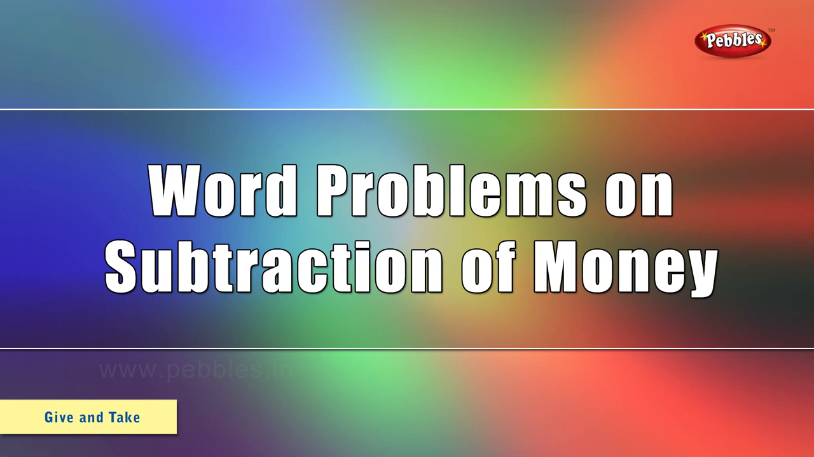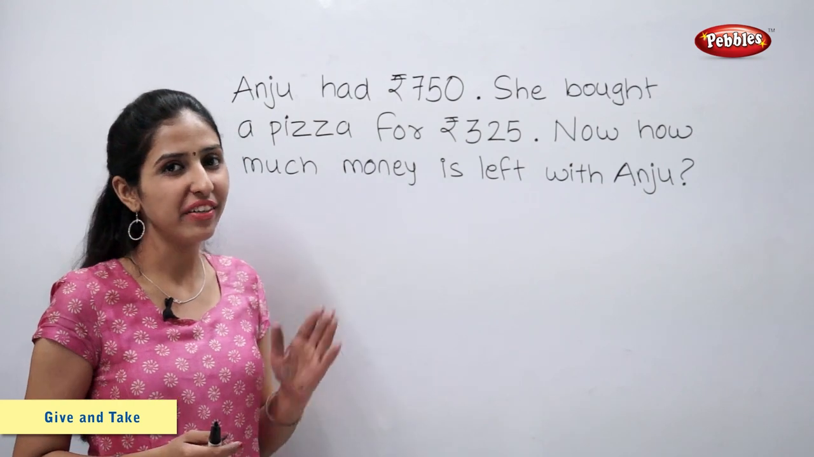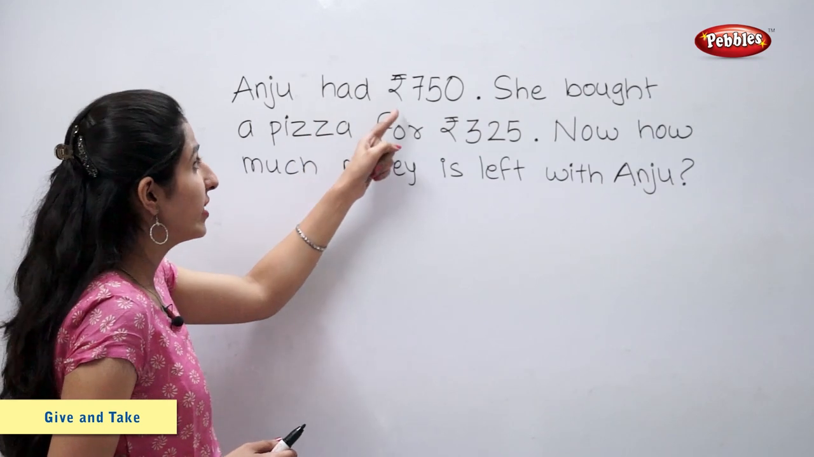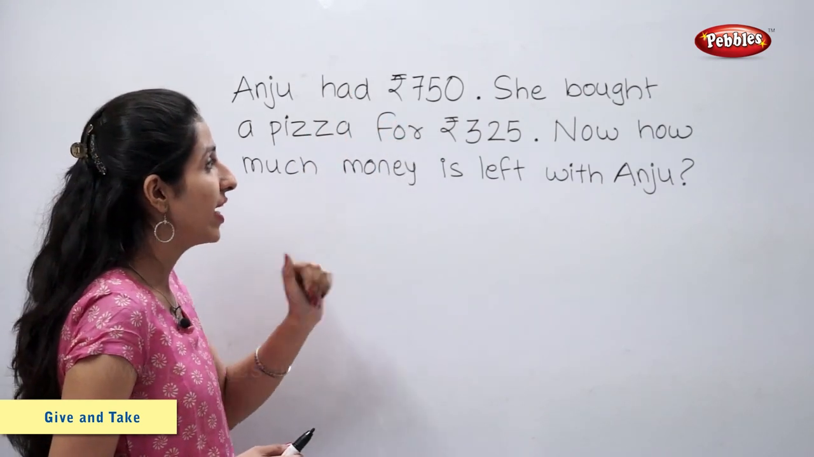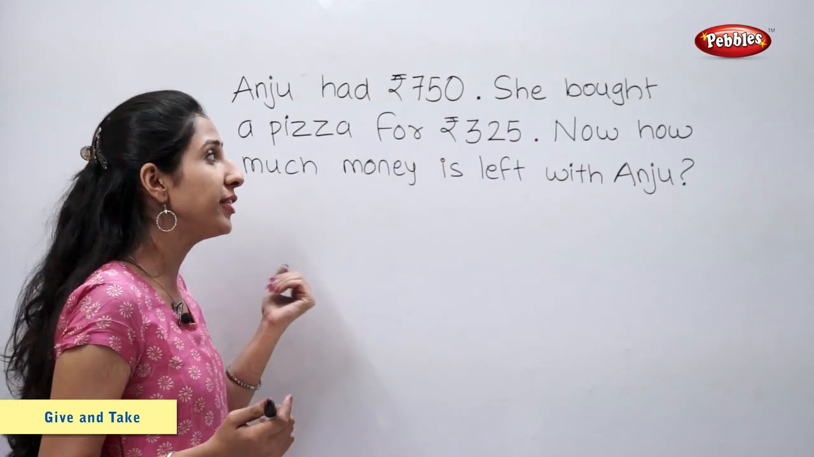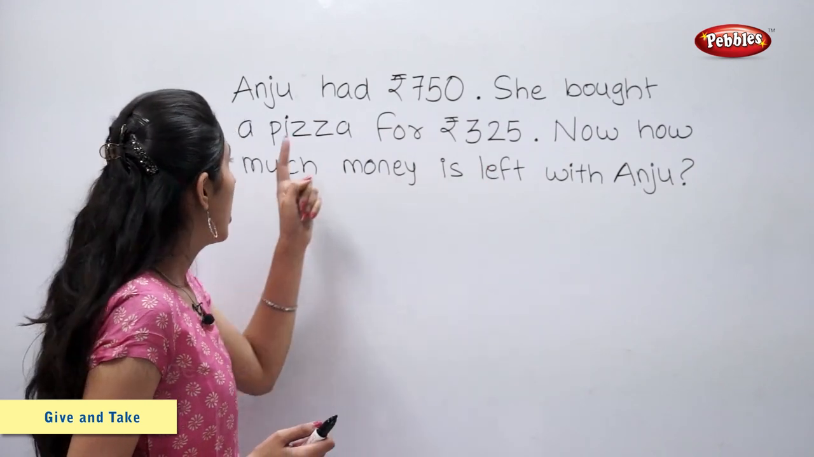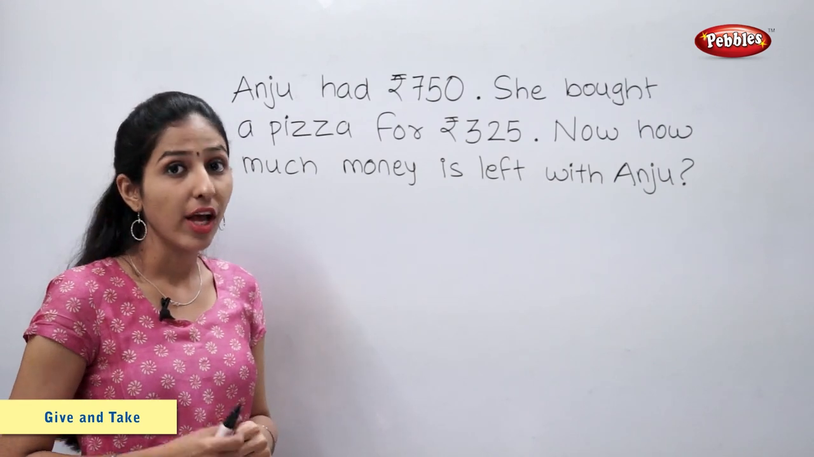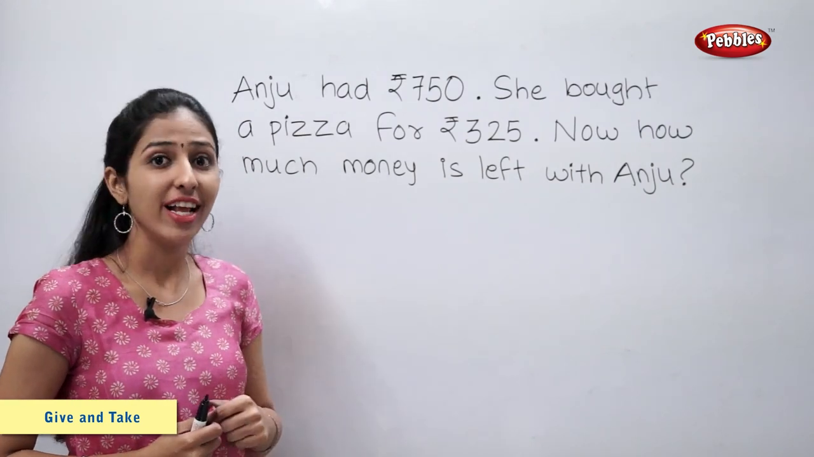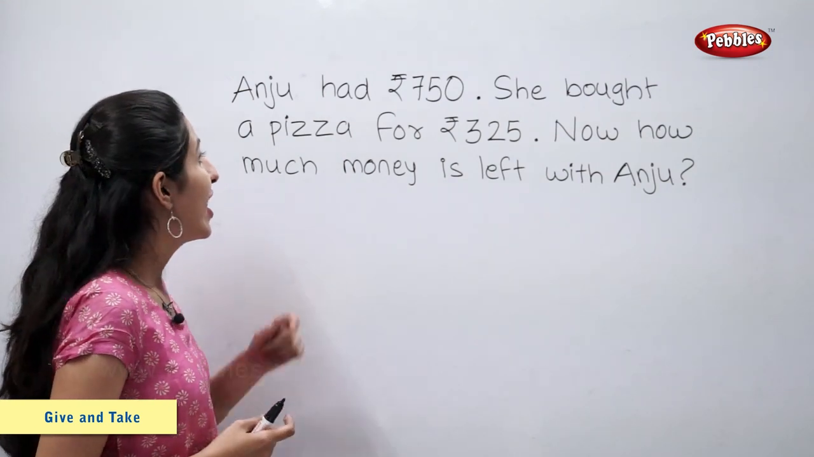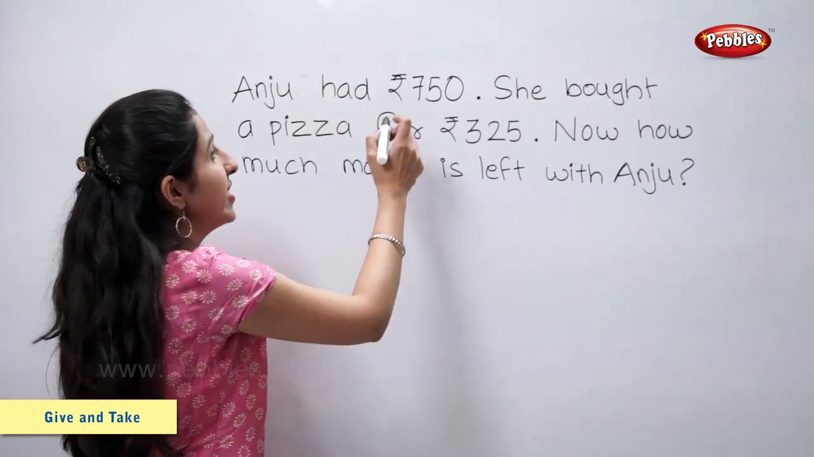Word problems on subtraction of money. Students, let us solve this example. Anju had rupees 750. She bought a pizza for rupees 325. Now, how much money is left with Anju? Students, we have to find the amount left with Anju. So, let us subtract.